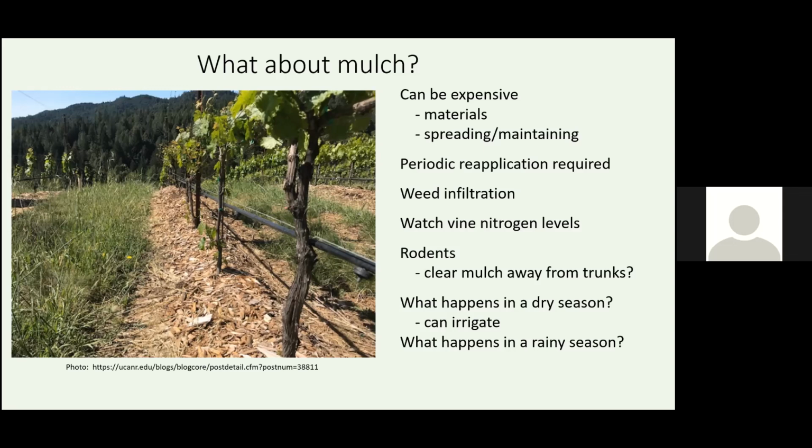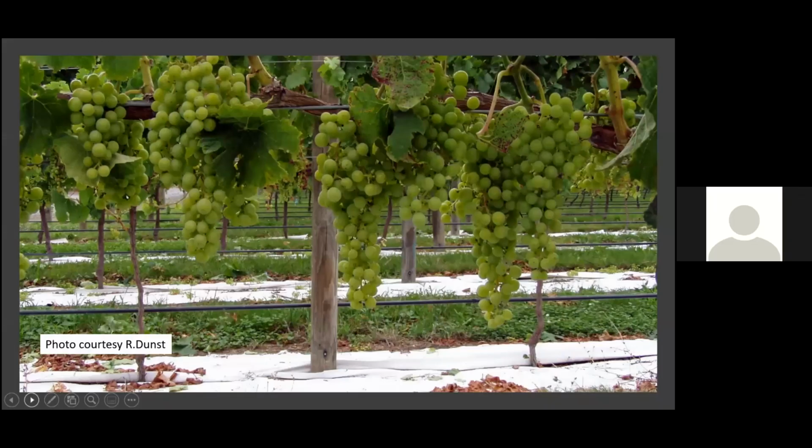In a dry season, this might be a really good option. In 2020, we had a very dry season. In 2021, it was really wet. So I would hate to have mulch like this on my vines in a wet season. Textiles, another photo from Rick Dunst. Expensive, and I don't know about maintenance. We'd have to have drip tape under that if this were on Long Island.